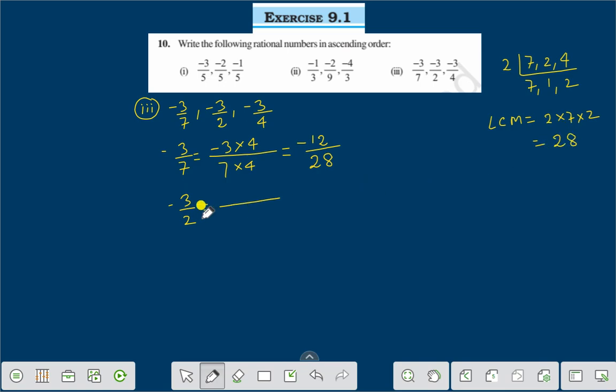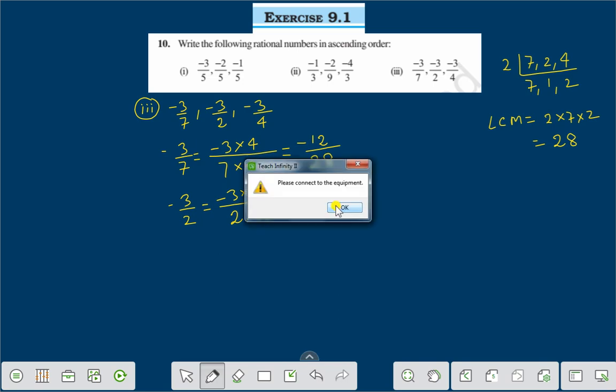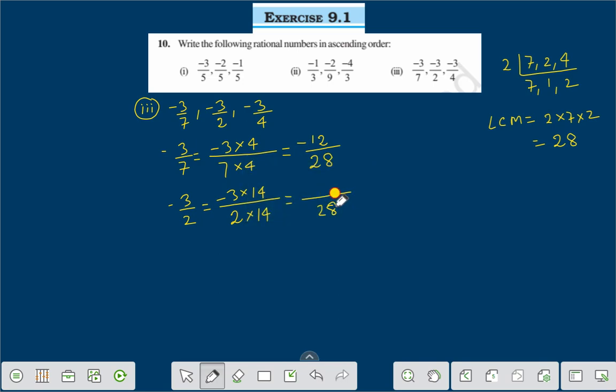If we divide 28 by 2, you are getting 14. That means you have to multiply the numerator and denominator with 14. That is 2 into 14, and this is minus 3 into 14, 2 fourteens are 28. And if we multiply 14 with 3, 3 fours are 12, carry 1, 0. 3 ones are 3 plus 1, 4, so 42. That is minus 42 by 28.